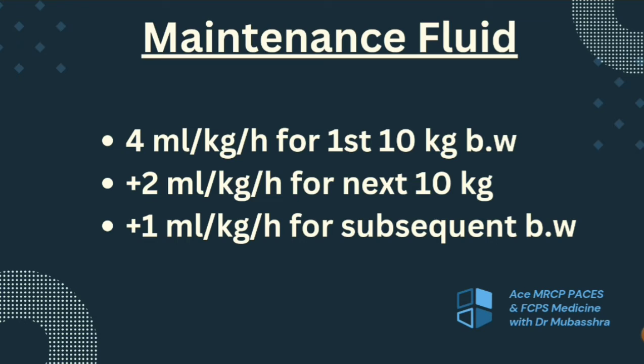Let me explain how it is calculated. For example, if a patient has 50 kg body weight, for the first 10 kg it is 40 ml per hour and for the next 10 kg it is 20 ml per hour. So the total is 60 ml per hour for 20 kg. Now we are left with 30 kg body weight, so that will be 30 ml per hour. So the total fluid will be 90 ml per hour maintenance fluid.